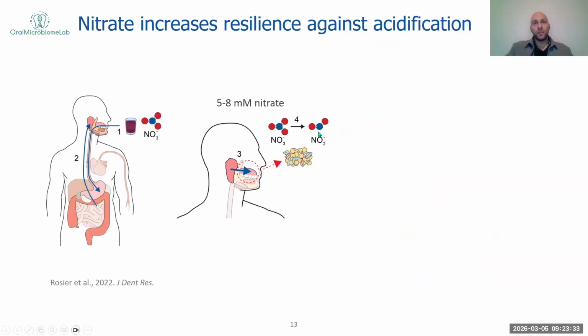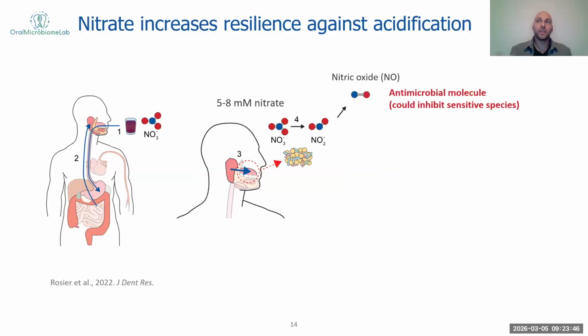So here we're back to this figure where oral bacteria reduce nitrate to nitrite. And apart from that, they also have enzymes to produce nitric oxide. So this already happens in the mouth, where nitric oxide can inhibit sensitive species. Perhaps some cariogenic species could decrease in the presence of nitric oxide. And alternatively, they can reduce nitrite to ammonium.